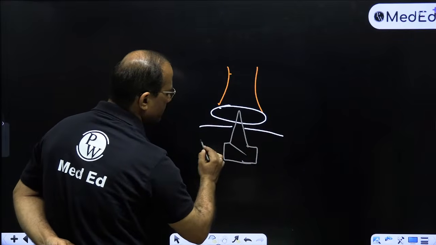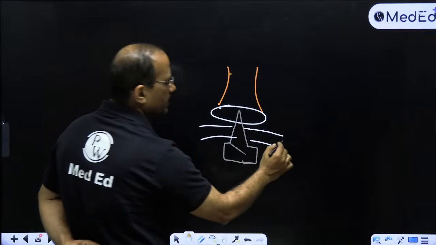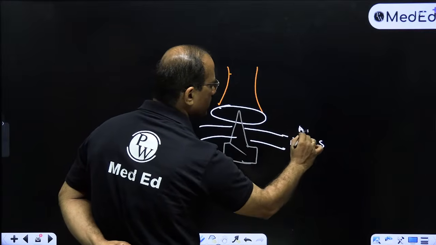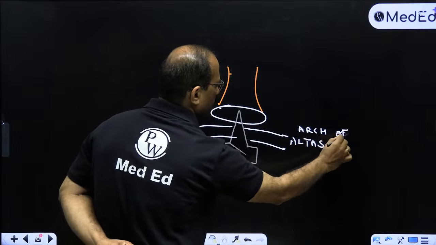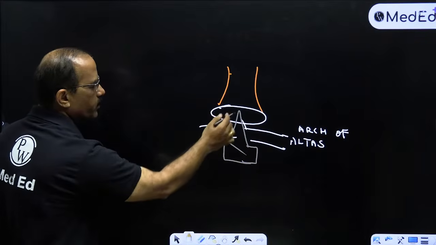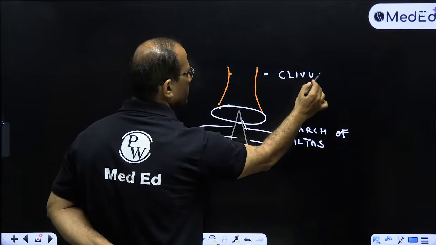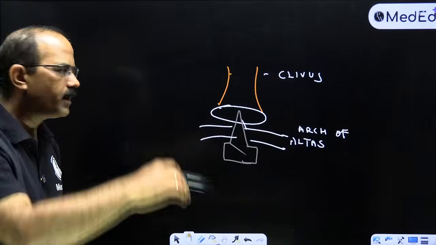ये atlas है. हाँ, अभी समझ लो. ये है atlas vertebrae. Atlas. ये है arch of atlas. This is the odontoid process जो अंदर गया. ये जो slope है ना, इसको बोलते हैं clivus. ये slope को बोलते हैं clivus. ये skull के अंदर है.